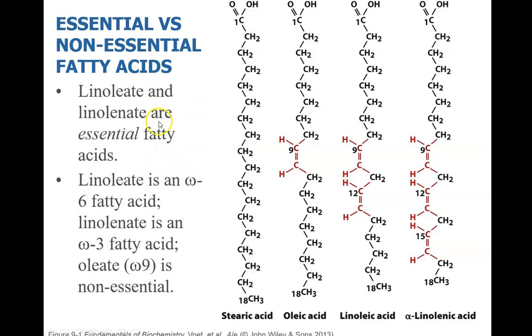What I want to point out here is that the carbons are labeled the way a chemist would, but if we label them the way a nutritionist would, where you come down here to the methyl end and look at the omega carbon, we find that stearic acid, or stearate, is completely saturated, no carbon-carbon double bonds. Oleic acid or oleate is what we call an omega-9 fatty acid. So we have 1, 2, 3, 4, 5, 6, 7, 8, 9. The first double bond is encountered at the number 9 position, counting from the omega end.